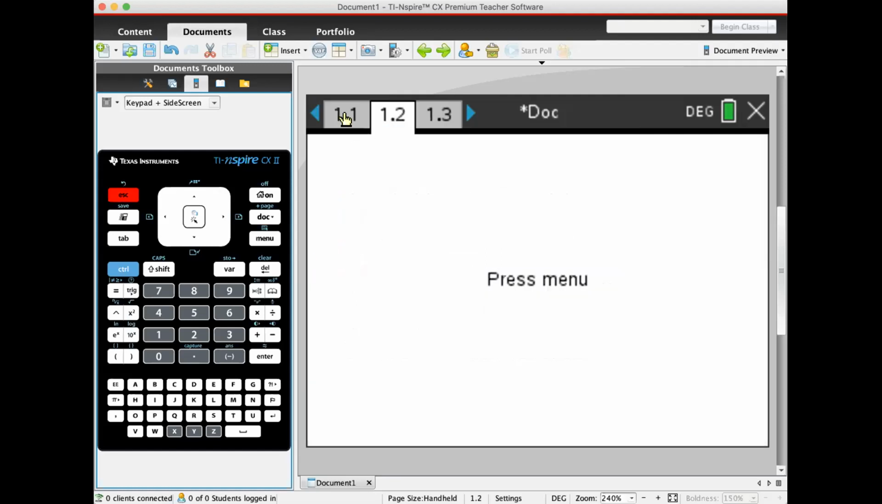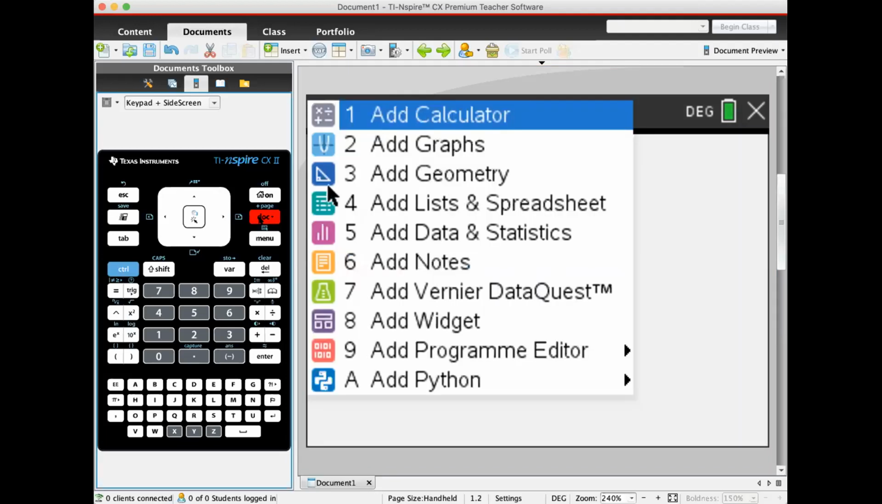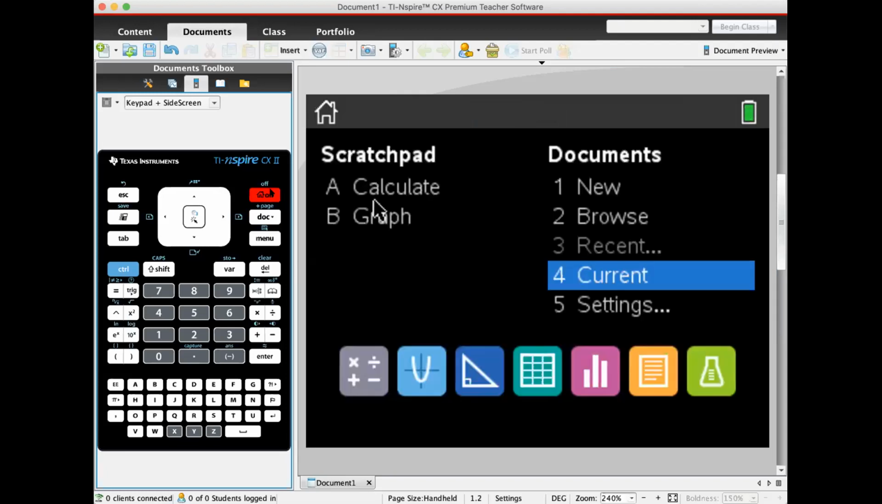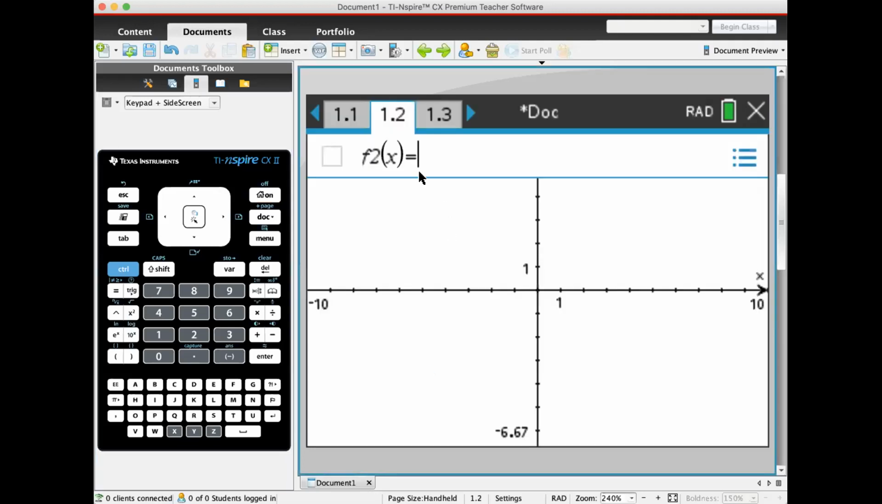So let me back up again. We were in the calculator page. Control Doc will get you these options, and you can add the graph page from there. Or you can go to the menu page and choose one of those icons sitting down there. You can just click that, and it will add a graph page for you.